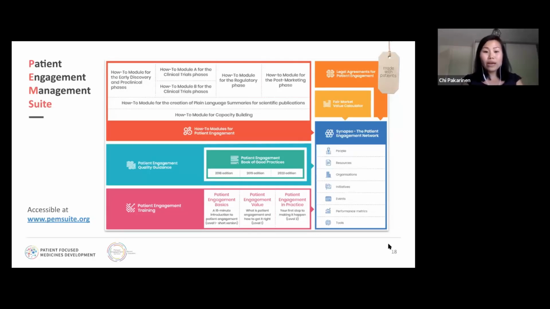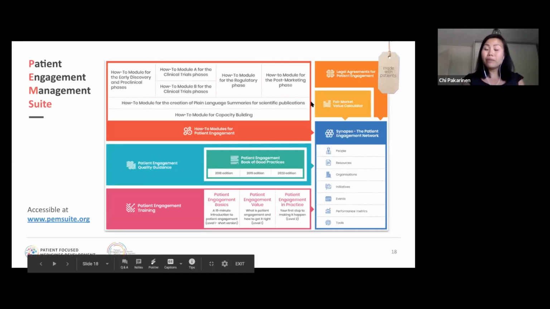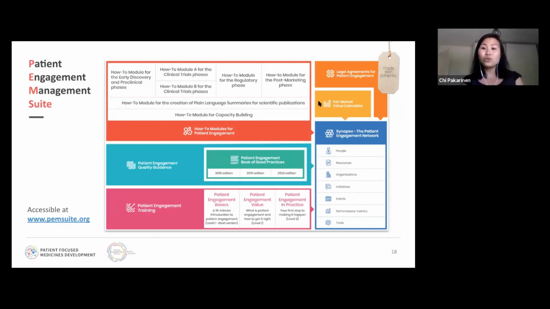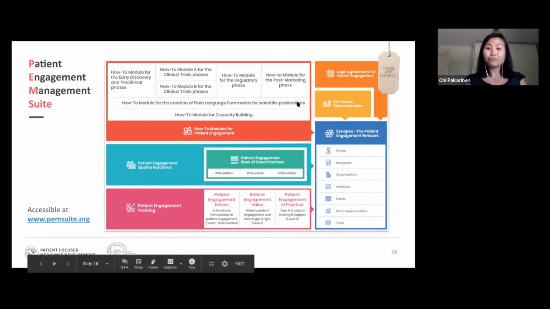You can see there is training, there is also Synapse, the platform, and many more tools from our partners like Paradigm will be linked to as well, so that you can find all tools in one place. It makes it easier for you.